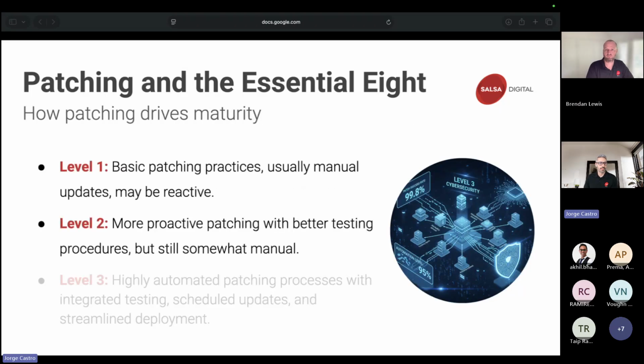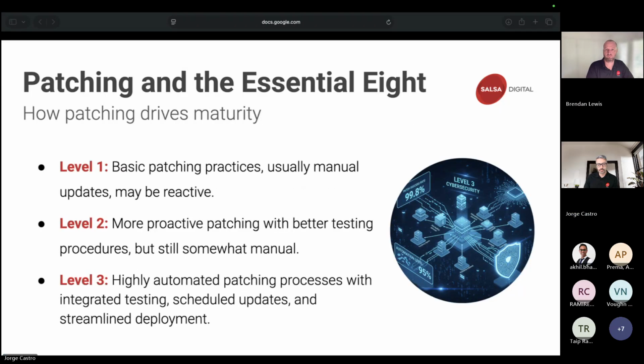Okay, so essentially, maturity levels at a very high level. Once again, level 1 is the starting point. Patching can be basic, can be manual. Just do it. Even if it's manual, do it. Don't leave your sites unpatched. And in the beginning, it can be reactive, because you don't have the processes in place.